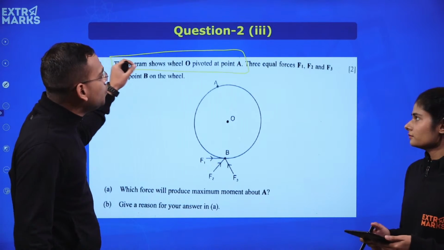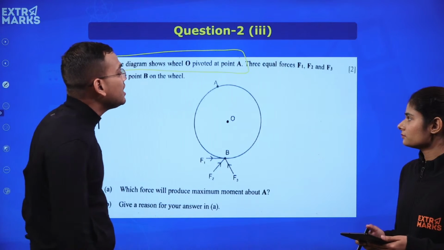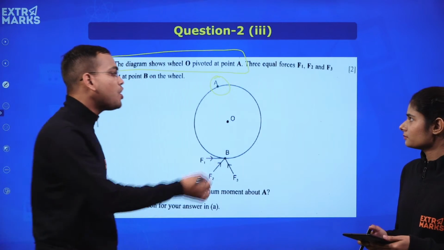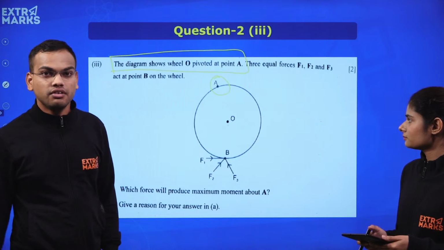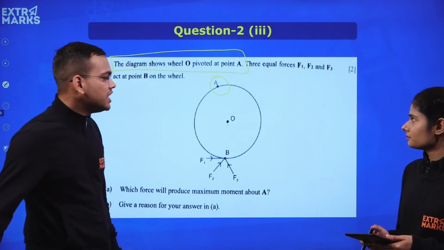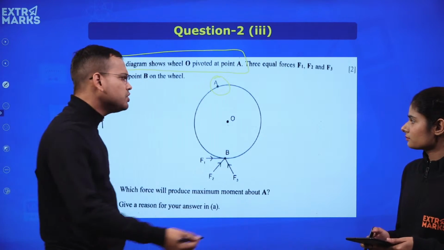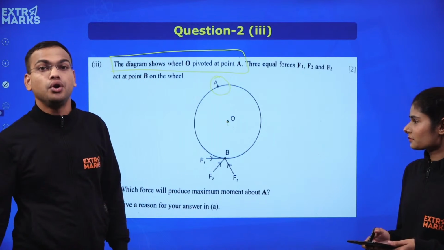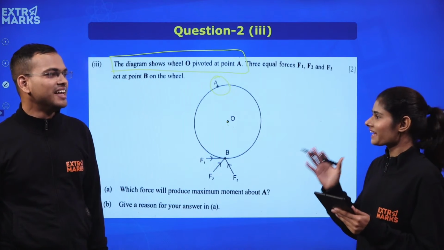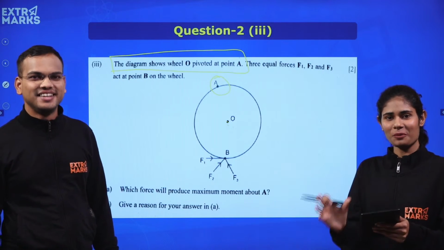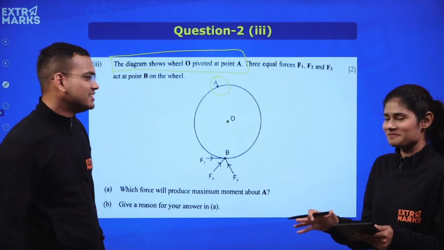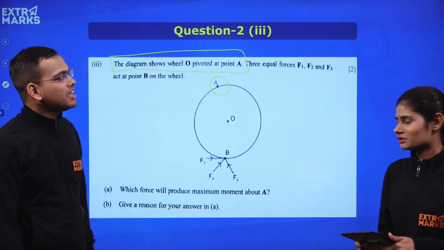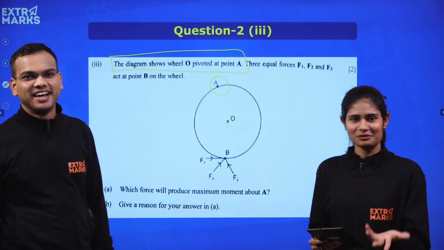Now the diagram shows wheel O pivoted at point A. It is pivoted at point A, not at point O, right? Most of the students feel that it is pivoted at point O, but we have to check with respect to the pivoted point. O is not a point where there is any pivot. They purposely give this as point O to confuse you. So you don't have to be confused, okay?